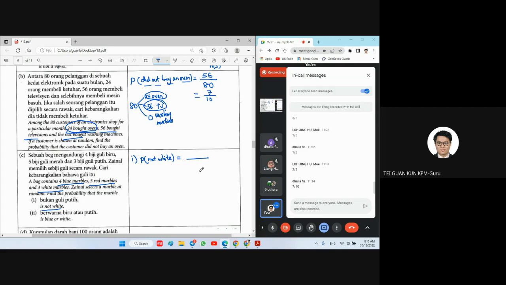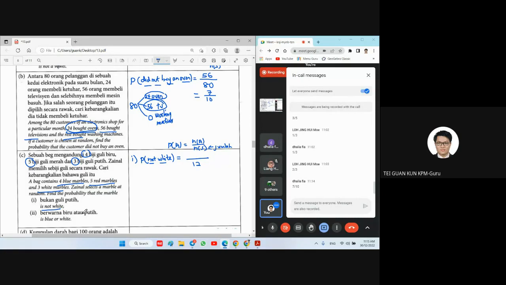Okay, so probability A sama dengan bilangan A bahagi dengan sample space. Ni formula ni kena hafal lah. Okay, so sample space adalah jumlah guli lah. Berapa jumlah guli? 12. So 4 plus 5 plus 3. Okay, 12. Not white. Yang bukan putih. Yang bukan putih ada berapa?